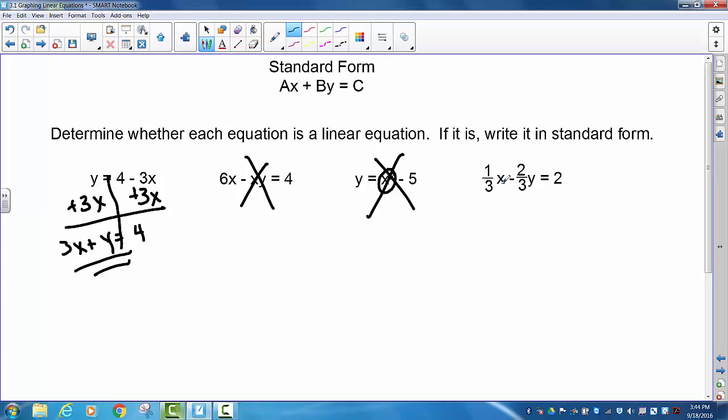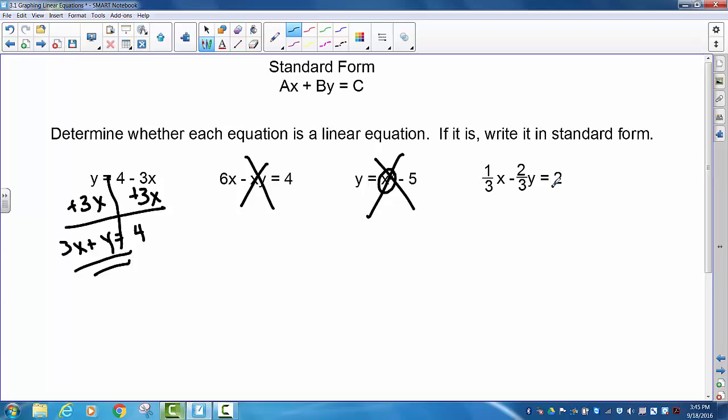Alright, this last one down here. We've got 1/3 x minus 2/3 y equals 2. It has the ax, the by, and the c. And when we look at this, we notice that it's got fractions. The standard form of a linear equation will not have fractions in it, so you've got to change it so that the fractions go away. If you remember correctly, we have discussed before that if all the denominators are the same, you can ignore the denominators. So that's what we're going to do.